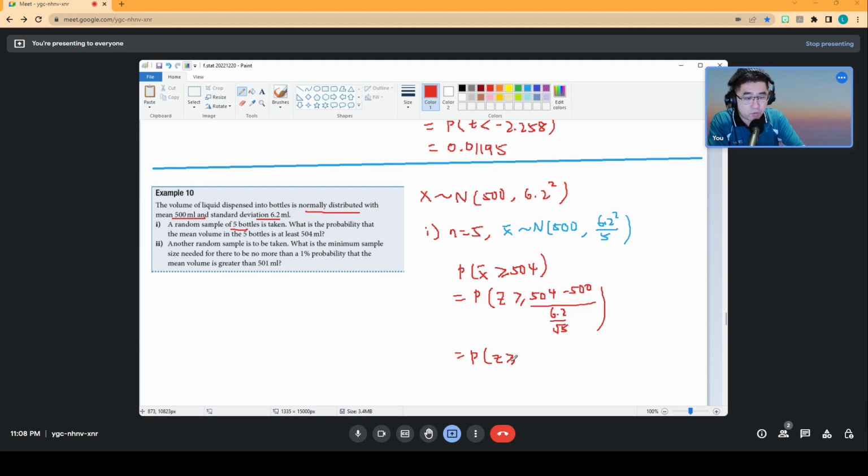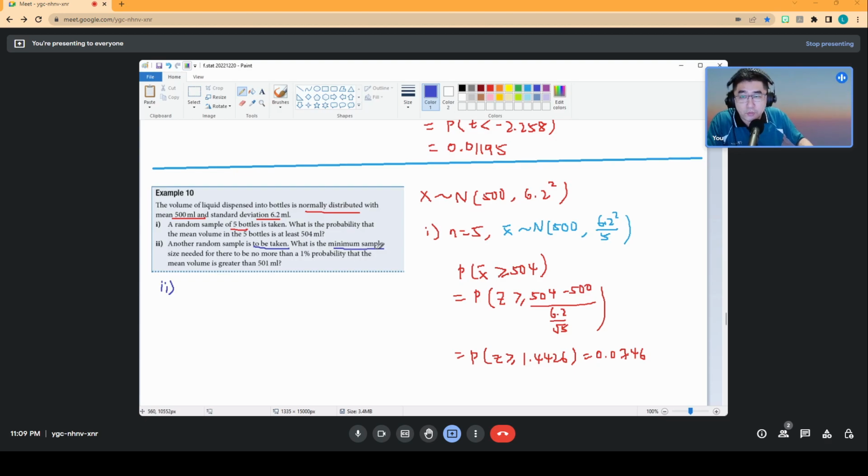This one is 4 divided by 6.2 over square root 5. Okay, so you have 1.4426, which gives you 0.0746.